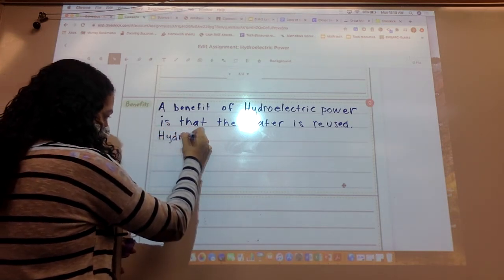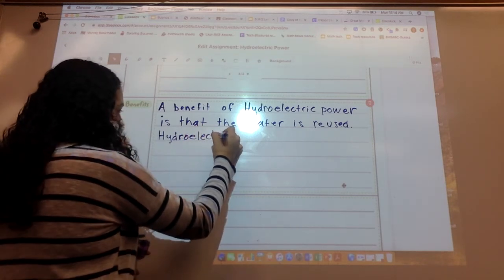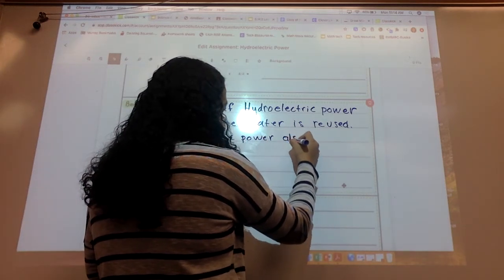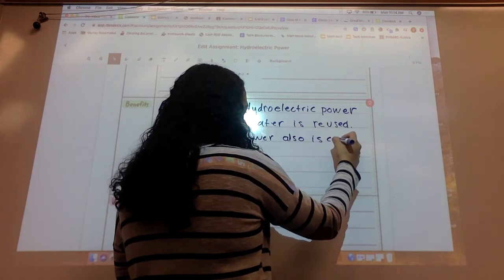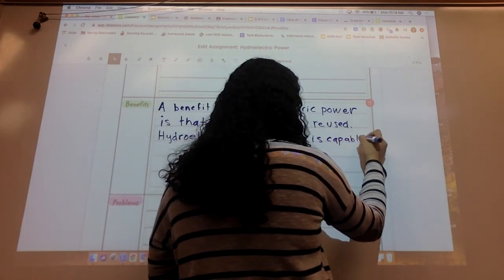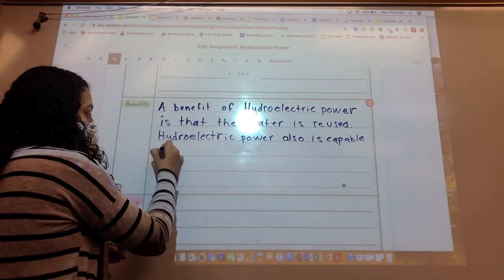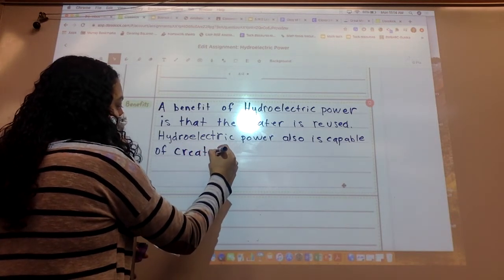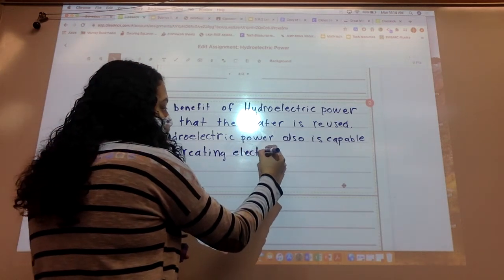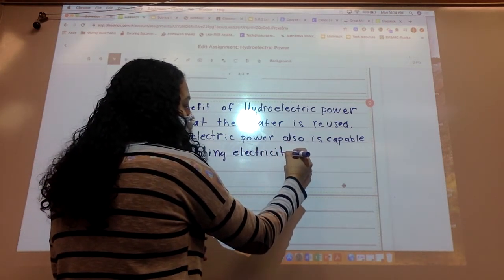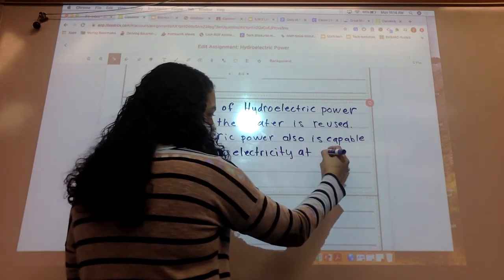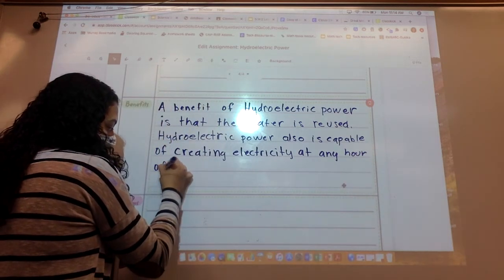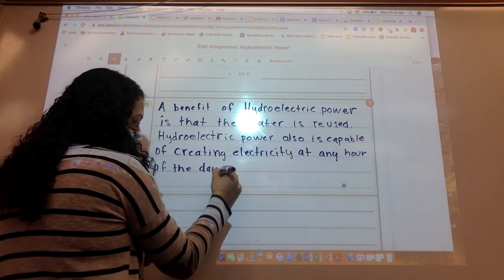Hydroelectric power also is capable of creating electricity at any hour or time of the day. Great.